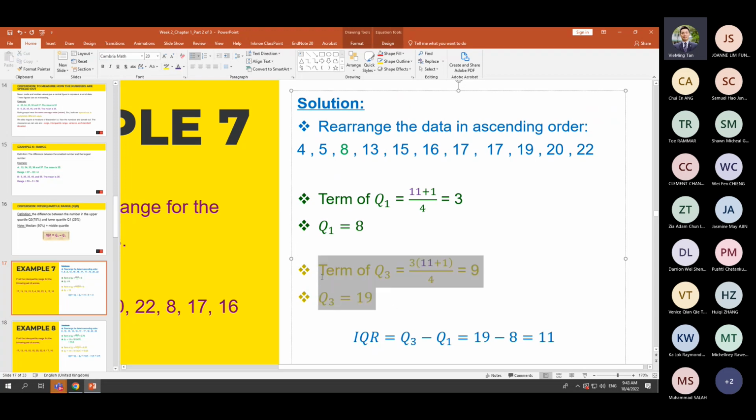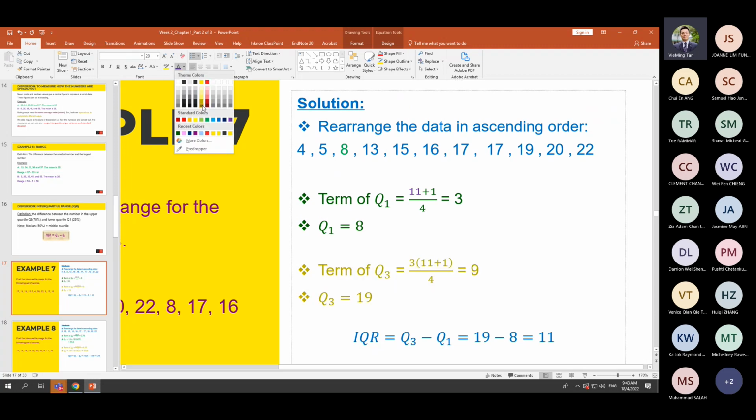I think I'll use another color. I think those who sit at the back cannot see. Okay, I use another color. Hopefully you can see now. Okay. Three over 4. This one maybe I can use another color. What color should I use?